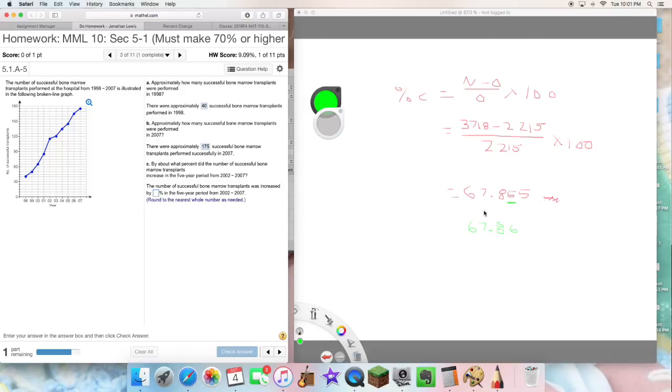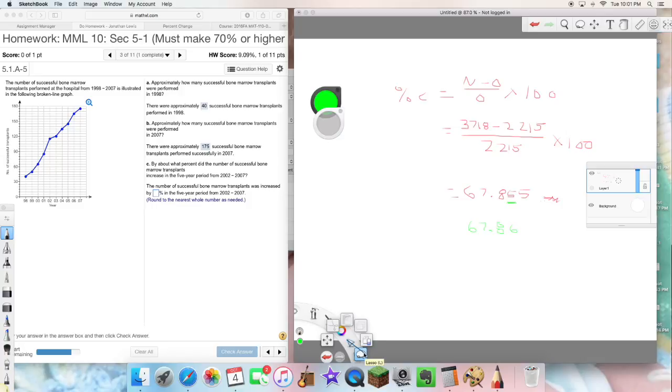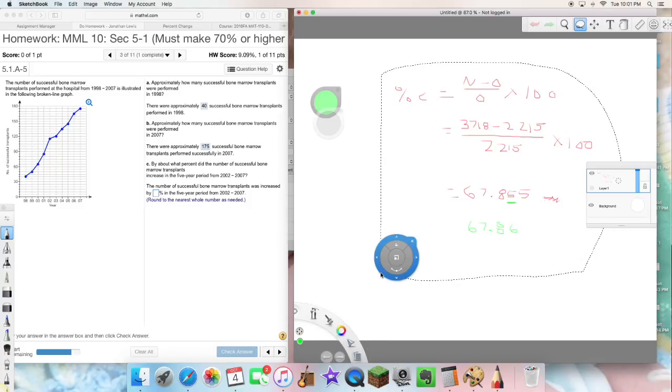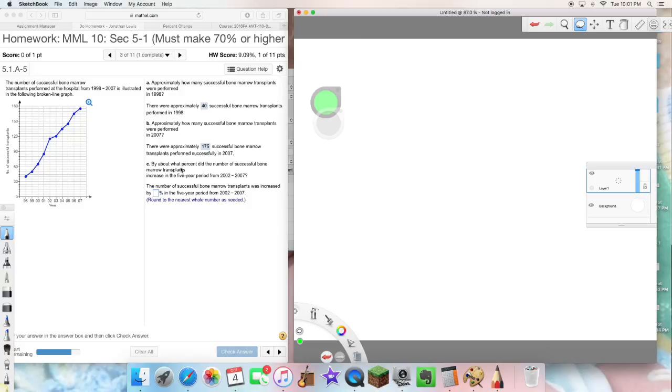All right, now let's clear out some stuff here. And let's look at this next problem. It says, by about what percent did the number of successful bone marrow transplants increase in the 5-year period from 2002 to 2007? All right, so a couple of things that we need to take a look at is 2002 and finding out how much they made.